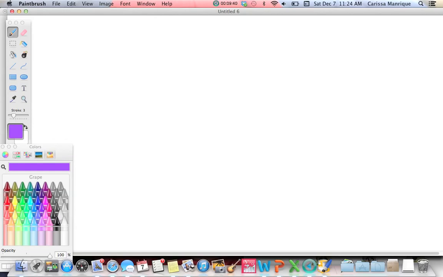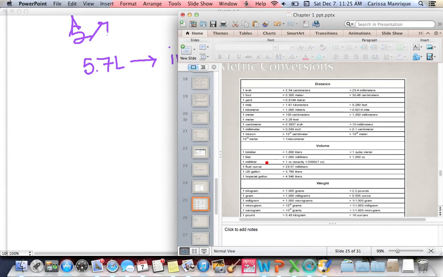We need to go from, let's do 5.7 liters, and we want to convert that to inches cubed. Now, if you look directly on here, there's not a direct way to do it. Liters does not go directly into inches cubed, okay? But let's see what we do have.